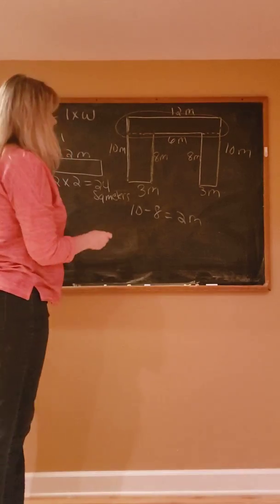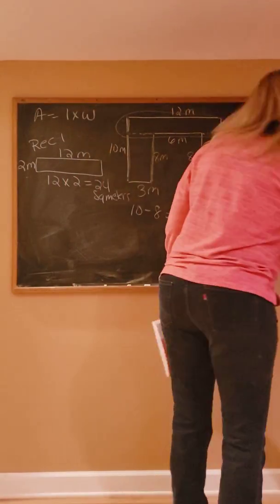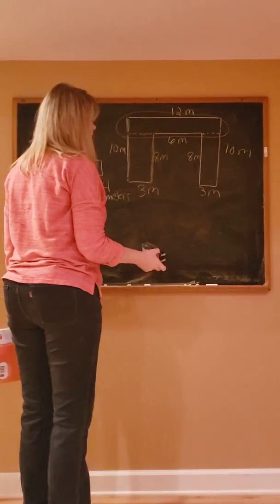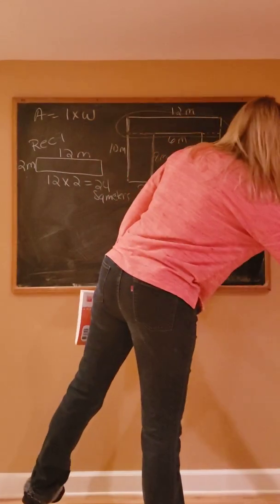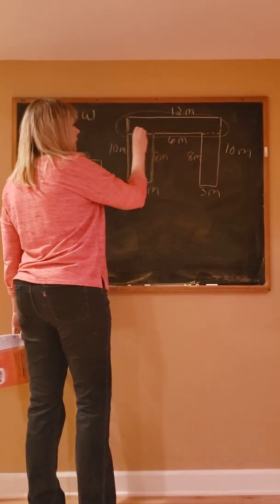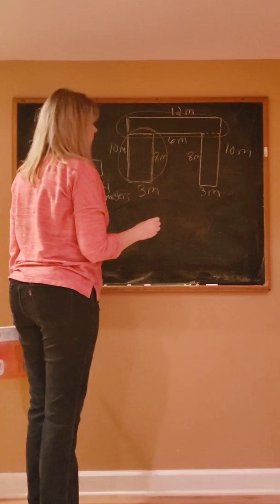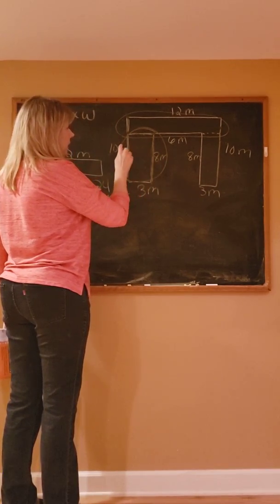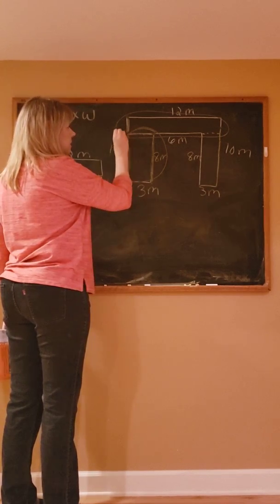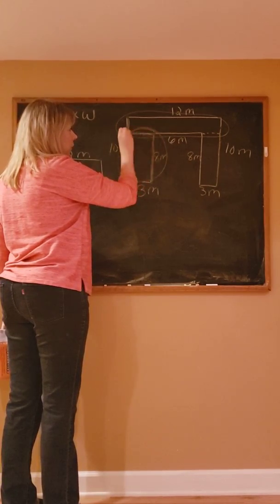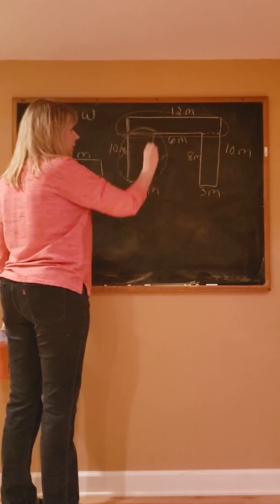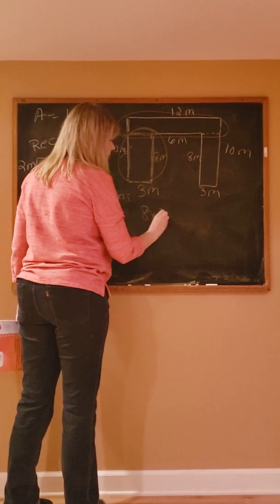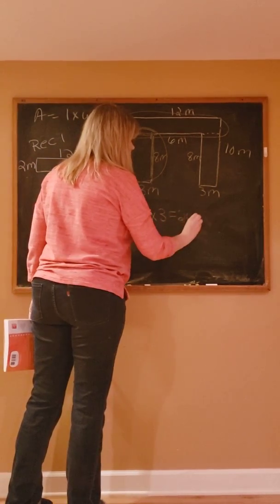Okay. So now I'm going to erase this so I have a little more room. I need to find the area of this rectangle. So here I have my second rectangle. All right. Now I'm not going to use this number over here because the length of my rectangle only goes up to this line here. So I want to use the 8 and the 3. So 8 times 3 is going to be 24 meters.